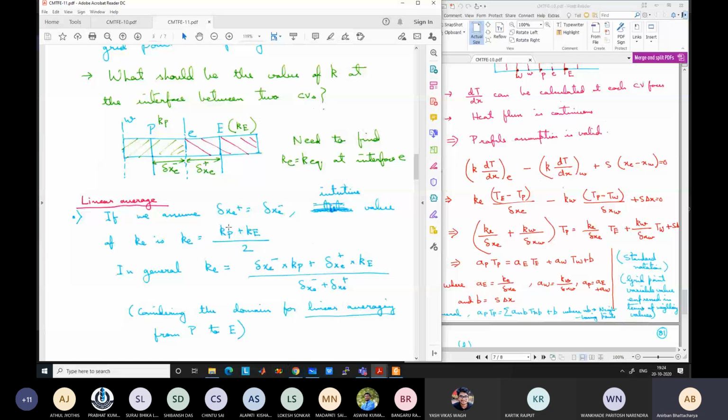In general, if these two distances are not equal, I will take a proportional average. If this length is more, I will assume that it has more role. So K small e equals delta x e minus into Kp plus delta x e plus into K capital E, divided by delta x e minus plus delta x e plus. Okay, linear average between P and E. In most cases this is going to work, although it is not physically consistent, as we will see, and not very accurate. In 95% of your problems, this is going to work.